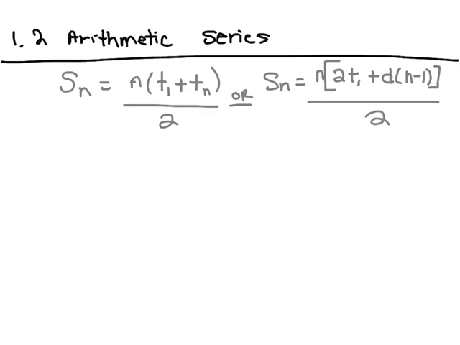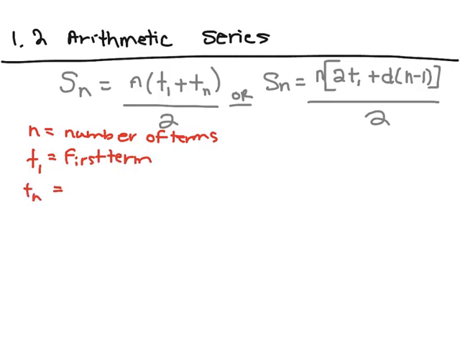There are two equations for the sum of an arithmetic series. The first is n bracket t1 plus tn divided by 2. And we know that n is our number of terms, t1 is our first term, tn is our last term.